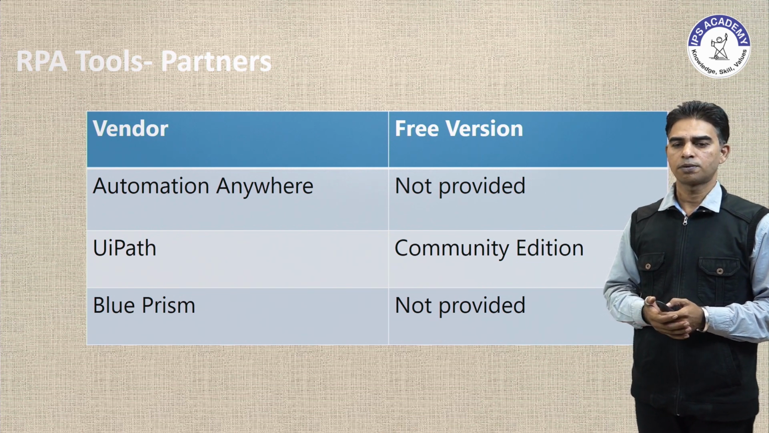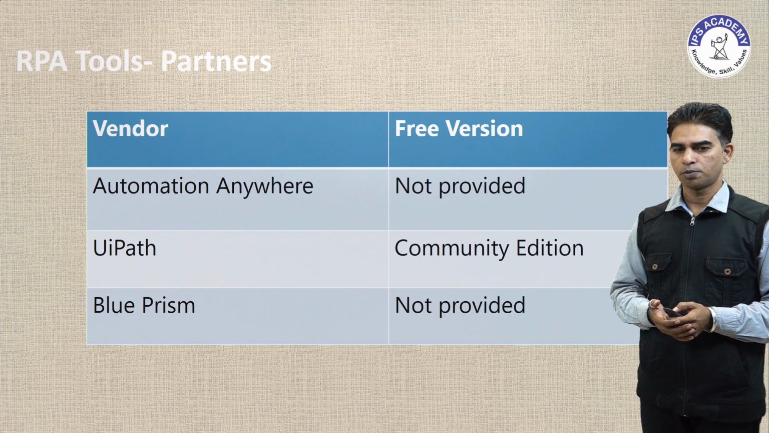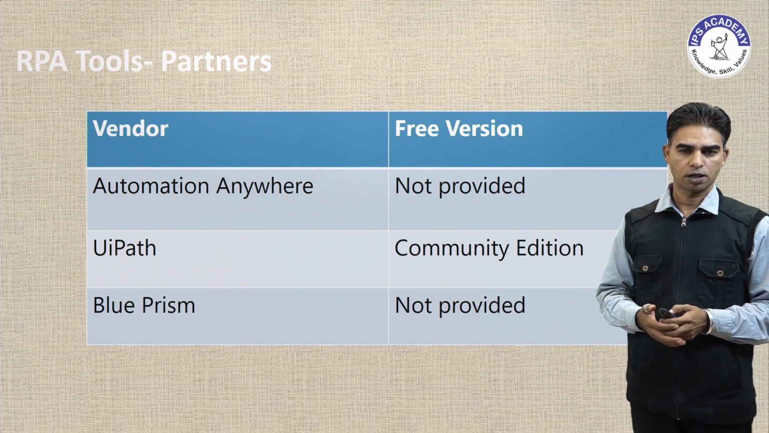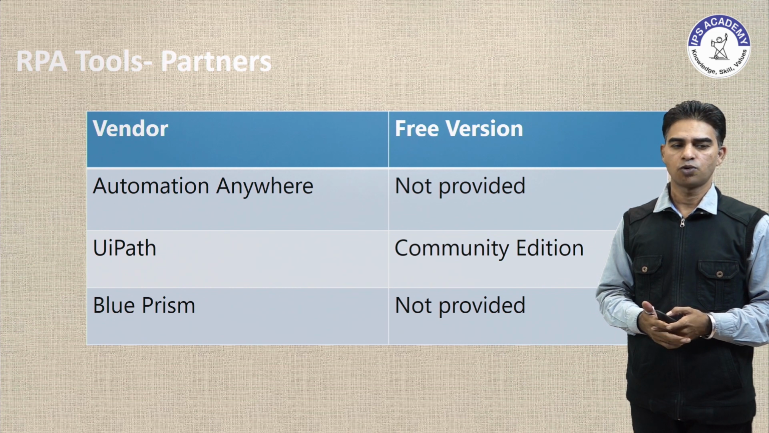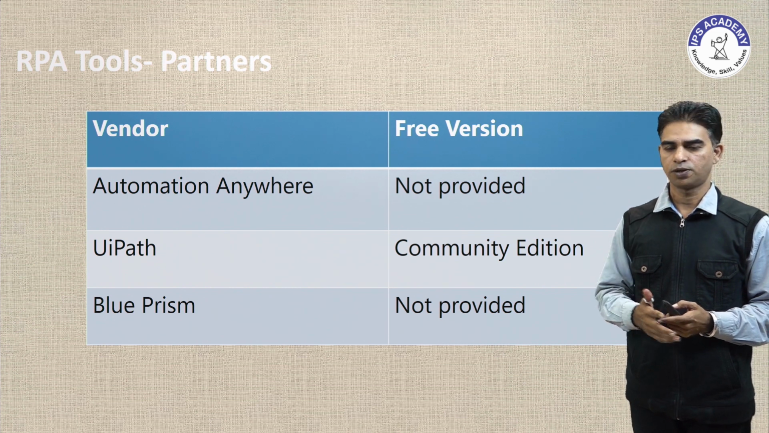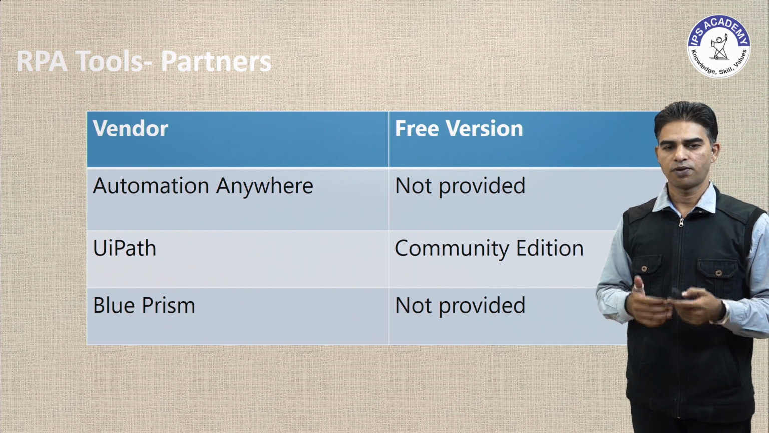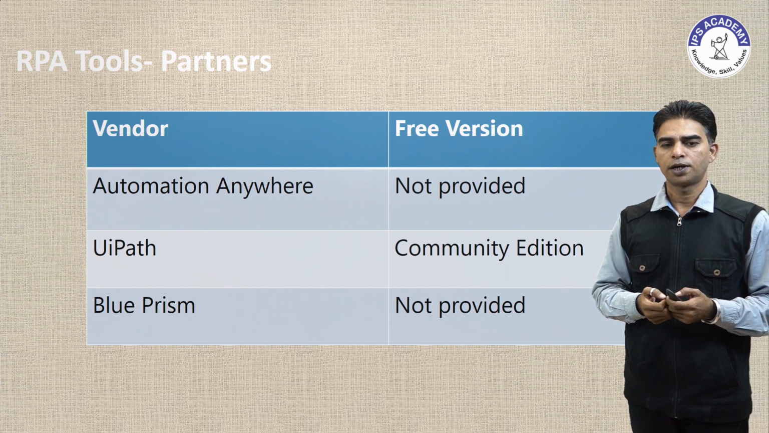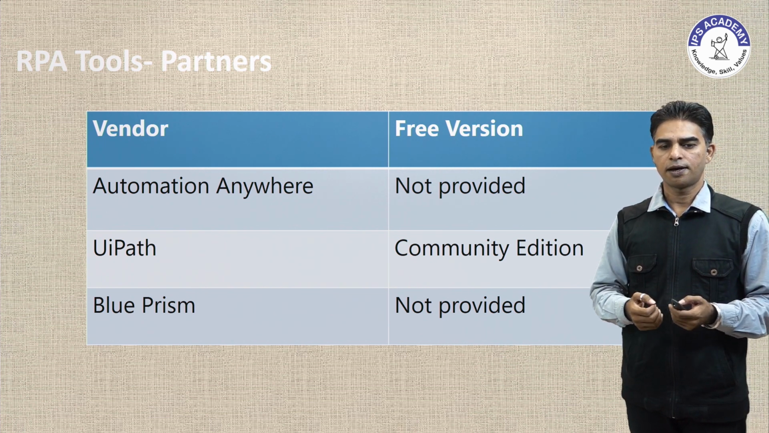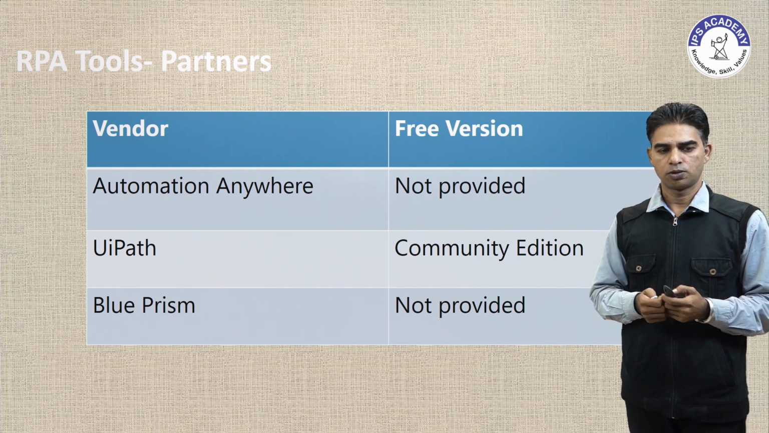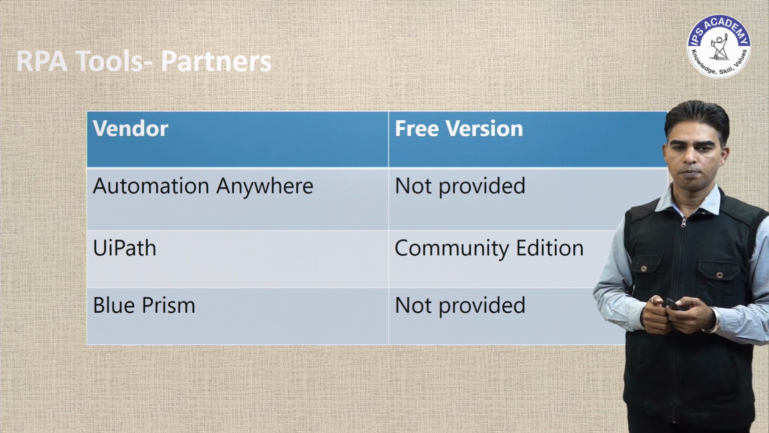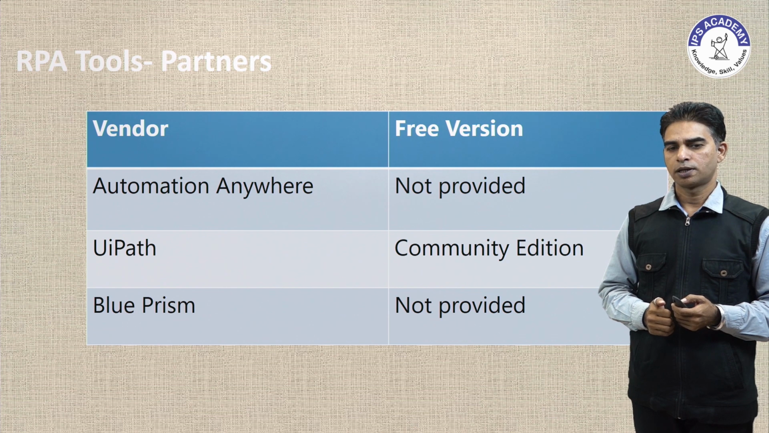There is Automation Anywhere, a company working in robotic process automation, but the tools are not provided free. They have paid community or enterprise editions. Then there is UiPath. We are focusing on UiPath because the community edition is free for students. It is a very beneficial thing for us that UiPath provides a free version, so we can learn by using UiPath Studio. Similarly, Blue Prism is also a key player in the RPA market, but Blue Prism also does not provide a free version.